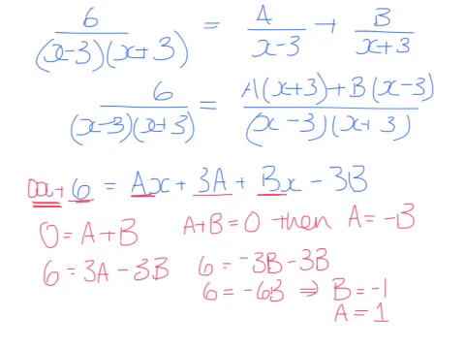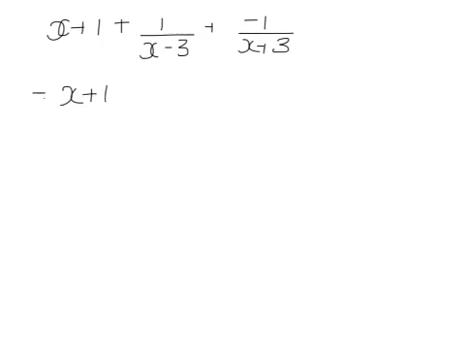So our complete expression must be our x plus 1 and then plus 1 over x minus 3, so our a over x minus 3, plus minus 1 over x plus 3. And of course we can neaten that up, so that is x plus 1 plus 1 over x minus 3 minus 1 over x plus 3.